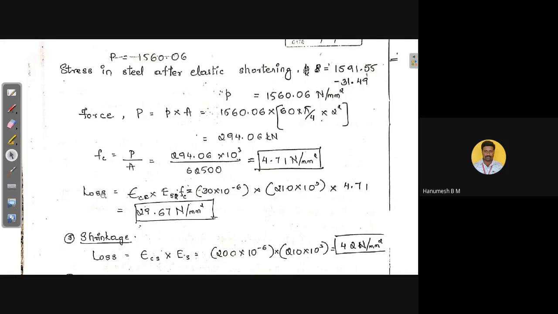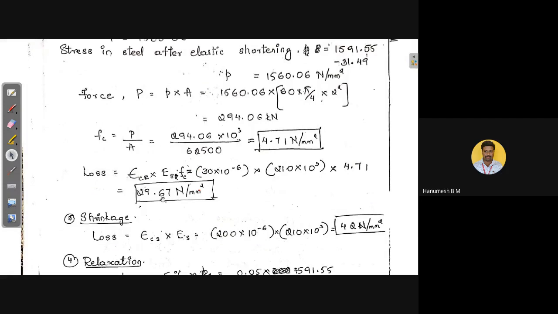Now the loss will be equal to creep strain multiplied by Young's modulus of steel into FC. 30 into 10 raised to minus 6 into 210 into 10 raised to 3 multiplied by 4.71. Now the loss is equal to 29.67 Newton per mm square. Loss due to creep is equal to 29.67 Newton per mm square.